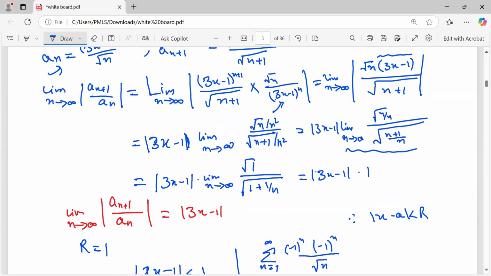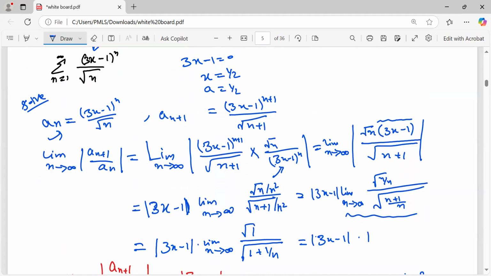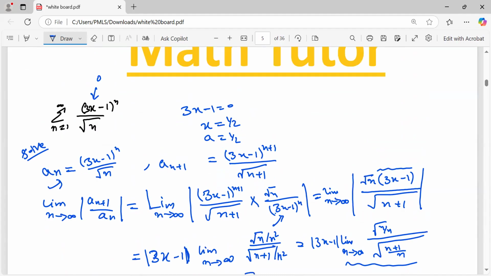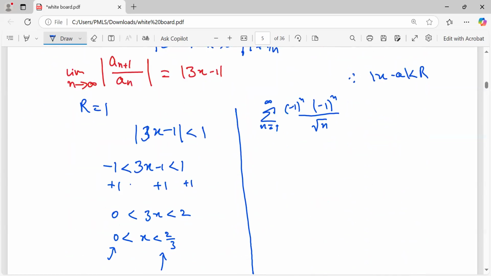Sorry, here no extra (-1)^n is involved. So actually it becomes (0 - 1)^n, which is written as (-1)^n. The numerator will be just (-1)^n, not twice. So it actually becomes (-1)^n divided by square root of n.